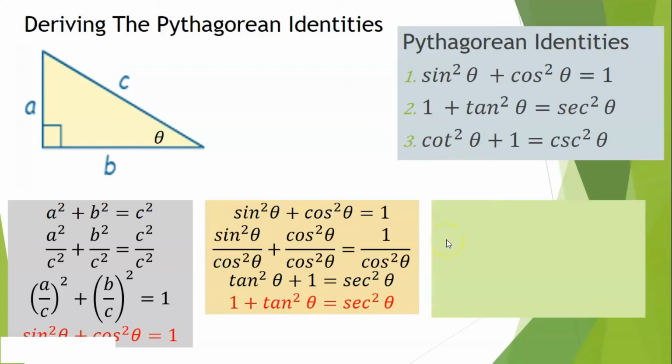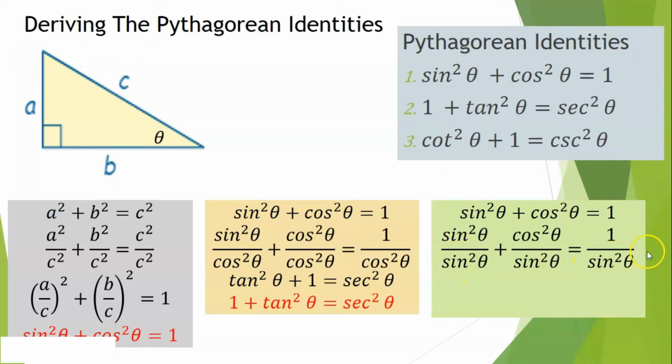Now, to get the third Pythagorean identity, still using the first Pythagorean identity, let's divide the entire equation by sine squared. In this case, we will end up with 1. Cosine over sine by the reciprocal identity is cotangent, and 1 over sine with respect to the reciprocal identity is cosecant. So simplifying, this is Pythagorean identity number 3. So take note, that's how you are going to derive them.